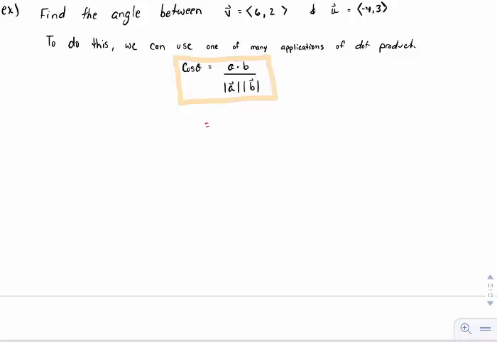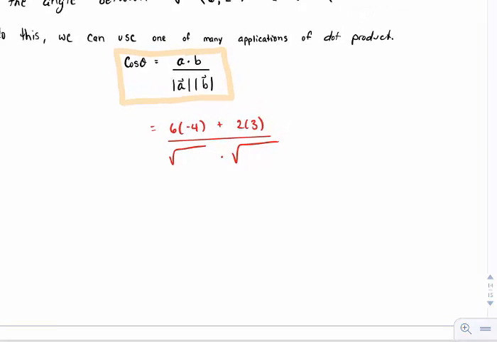So remember what that means. We're going to go 6 times negative 4 plus 2 times 3. I'm taking the horizontal vertical components, I'm adding those products together. And that is divided by the magnitude of each vector. So that's going to be the, and they're being multiplied.